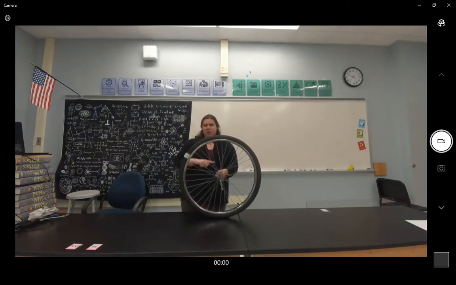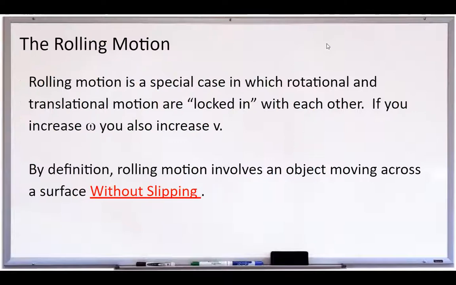This type of motion, where the rotation and the translation are locked into each other, is called the rolling motion. With this rolling motion, this is not true for all rotating and translating objects. This is only specifically for objects that are rolling along a surface. And in this situation, as we saw, there is that relationship between the angular velocity, omega, and the translational velocity, the typical one that we are working with. If we increase or decrease the rotational velocity, we will see the translational velocity follow.